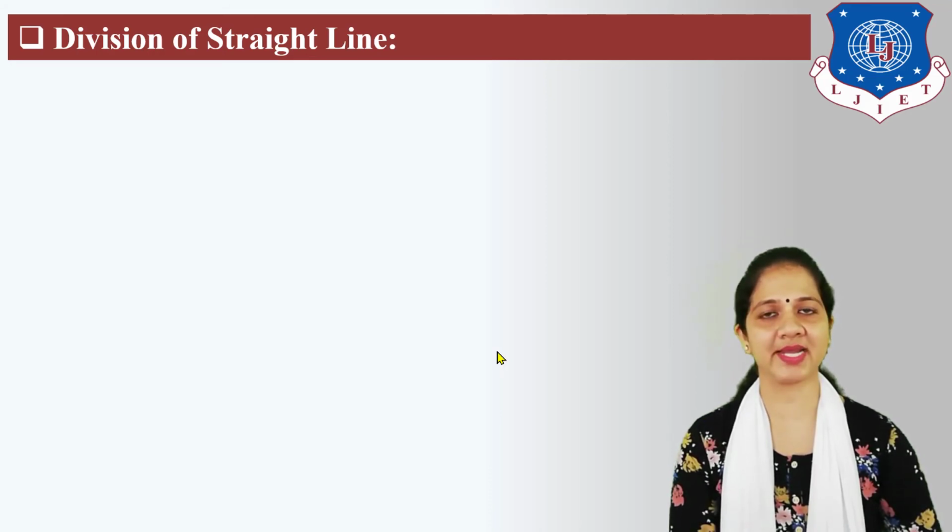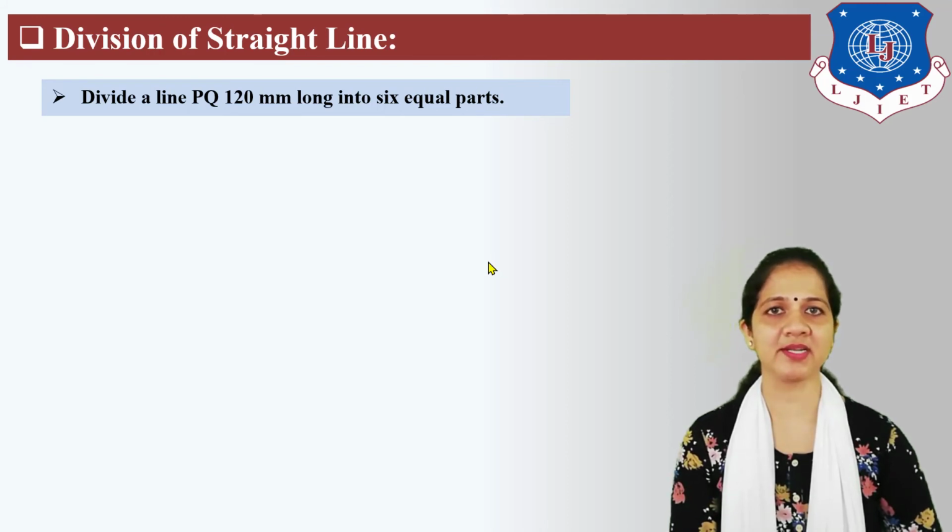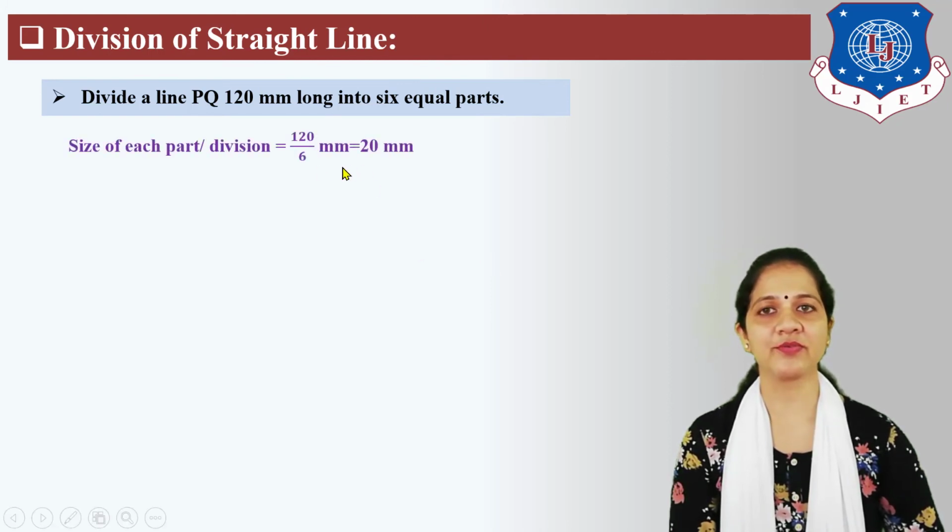So let us understand the conventional method with an example. Divide a line PQ 120 mm long into 6 equal parts. Here, the size of the line is given as 120 mm. We need to make 6 equal divisions of the 120 mm line. So, the size of each division is equal to 120 mm divided by 6, which is 20 mm.